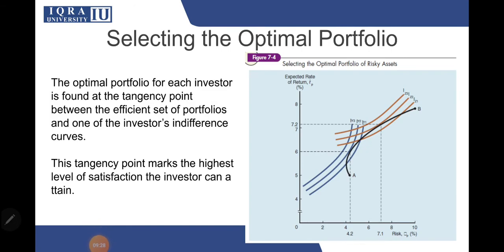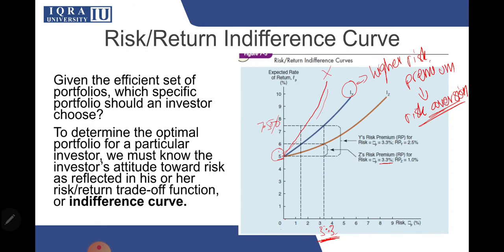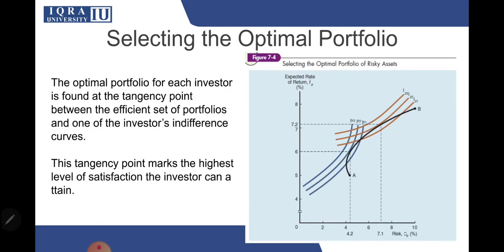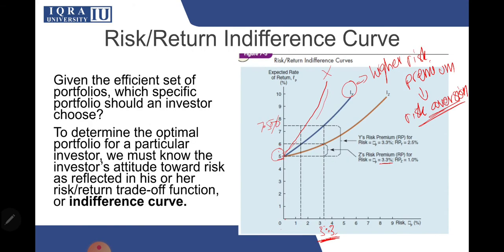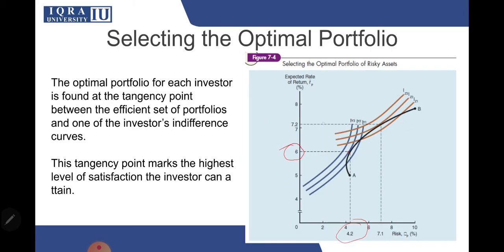Okay, so now let's see once again your investor Y, right? Remember, your investor Y was more risk averse. So your investor Y will select the portfolio that gives a 6% rate of return and a 4.2% risk. Whereas investor Z was less risk averse. So this investor is ready to take on more risk. This investor is saying, okay, I can take 7.1% risk if you give me a 7.2% return.